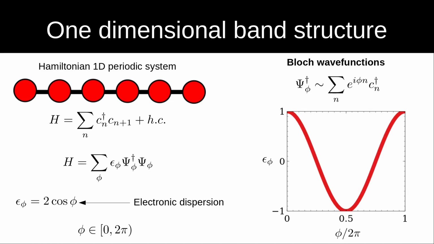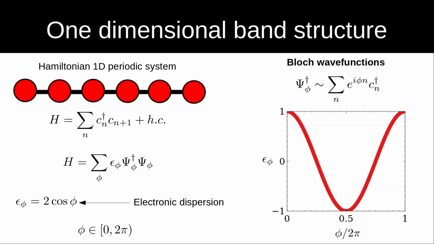So in practice, what we get is that when we make this replacement of the original creation and annihilation operators in terms of the eigenstates, our Hamiltonian is diagonal, written now in terms of psi dagger and psi, and the prefactor that we have is our eigenvalue, which is 2 times the cosine of phi. And you can very easily plot this relationship and you get essentially the dispersion of a one-dimensional tight-binding model.